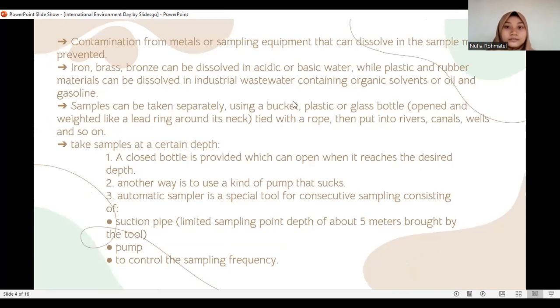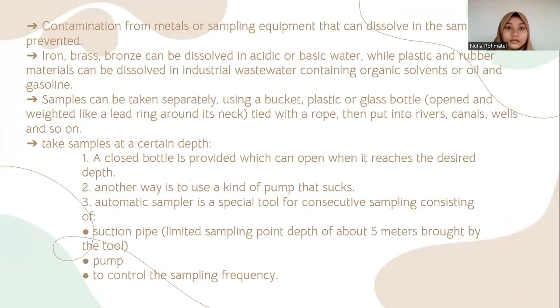Contaminants from metal or sampling equipment that can dissolve in the sample must be prevented. Iron, brass, and bronze can be dissolved in acid or basic water. Plastic and rubber materials can be dissolved in industrial wastewater containing organic solvent, oil, and gasoline.